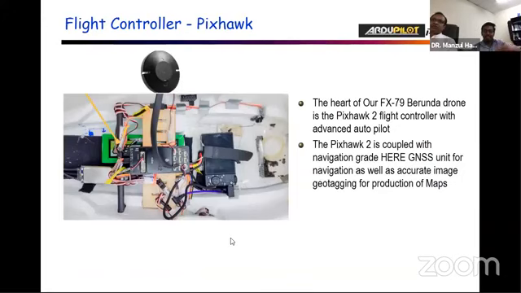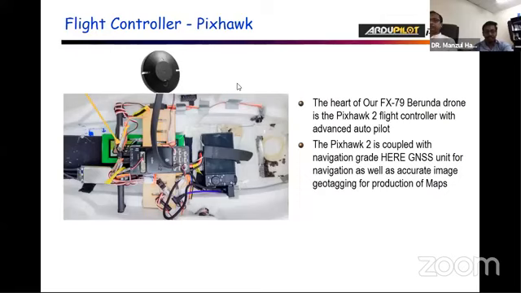And this is the overview of the system inside the FX-79, that fixed wing drone. You can see in the middle, this is the flight controller. This is the brain of the drone, so it controls everything. And here we have the camera, a very high resolution Sony camera, which is timely triggered by the pixel. And we are using a positioning system here, so GPS. And batteries here. And this is a motor control unit, we call it ESC.